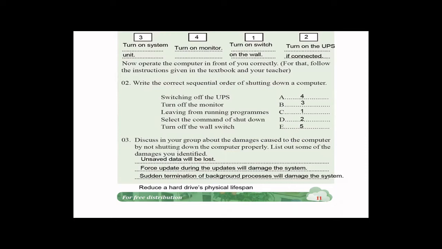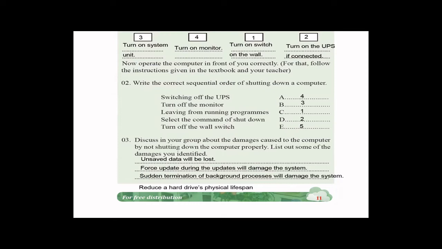And sometimes by forcing this, especially if you are doing a software update and you force the computer to power off, then it will damage the system. And another thing, always remember there are so many background processes running, right? You may not notice, but there are some background processes running. So if you quickly press the power button off, all these processes will be suddenly terminated and can cause damages.